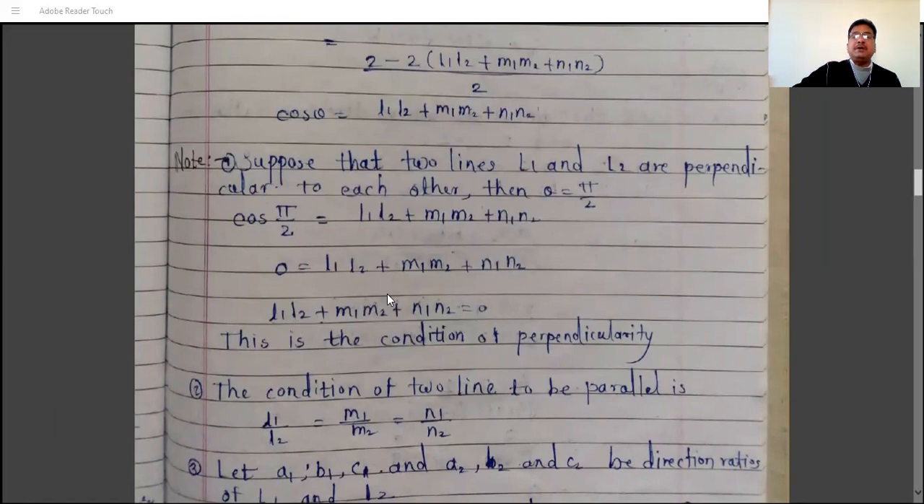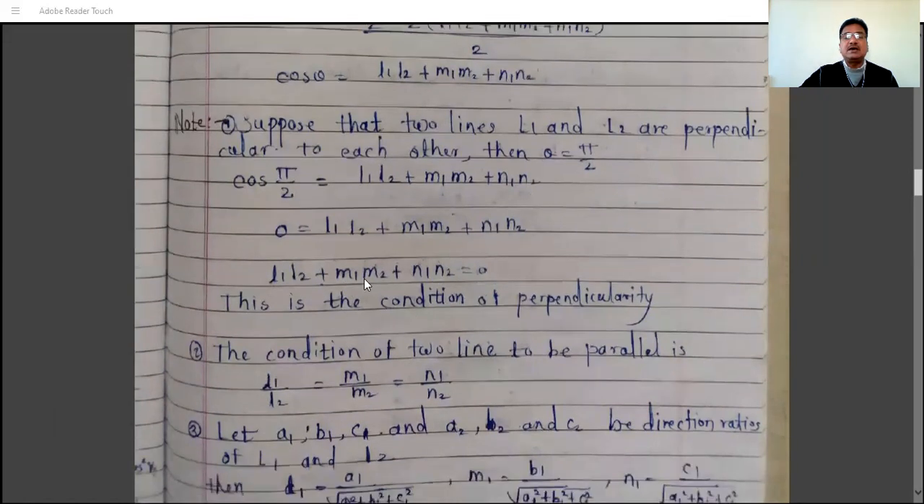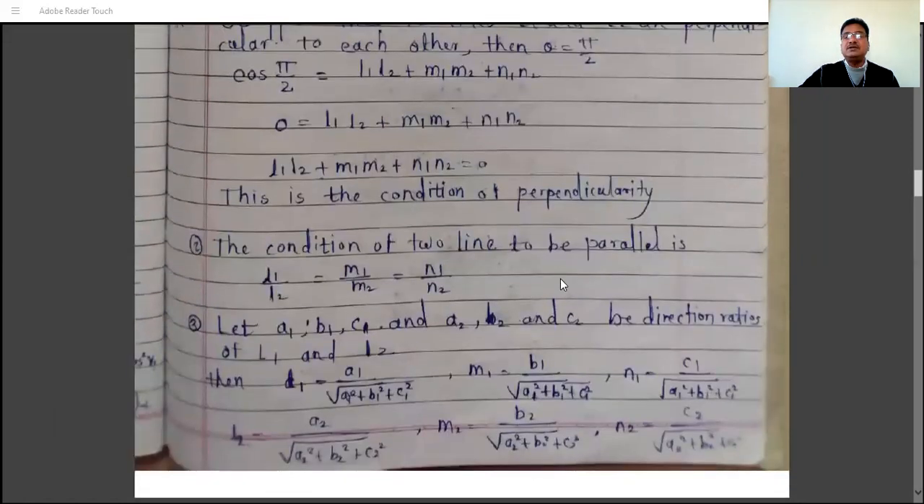If the direction cosines of the two lines are l1, m1, n1 and l2, m2, n2, and l1 into l2 plus m1 into m2 plus n1 into n2 is equal to 0, then the two lines are perpendicular. Similarly, the condition for parallel is l1 by l2 is equal to m1 by m2 is equal to n1 by n2. That is, if the direction cosines are proportional, then the two lines are parallel. This is the condition of perpendicularity, and this is the condition of parallelism.